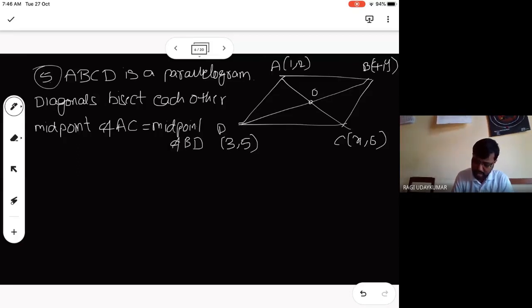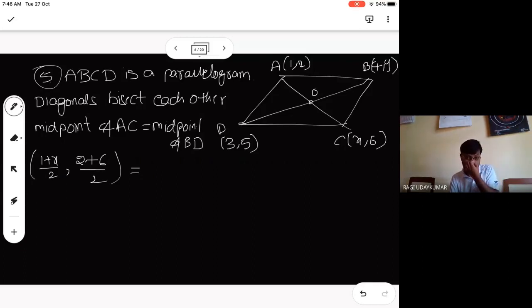So midpoint formula क्या है? x1 plus x2 by 2. So AC का midpoint is nothing but 1 plus x by 2. तो देखो ये 1 है, x1 plus x2 by 2, y1 plus y2 by 2. So y1 plus y2 by 2 क्या आएगा? 2 plus 6 by 2. This is midpoint of AC. And midpoint of BD? Yes, can you say? Anyone?